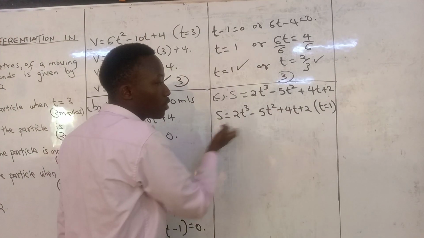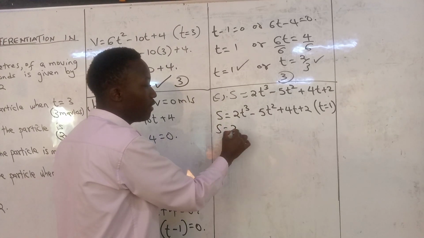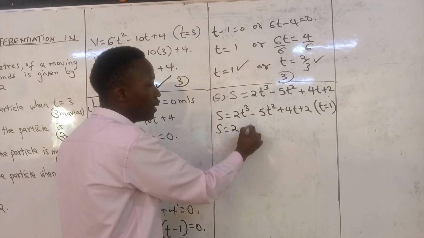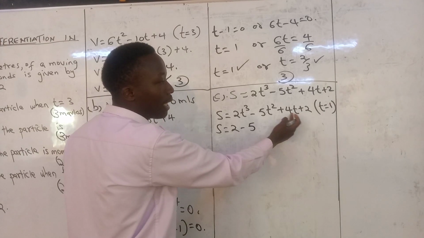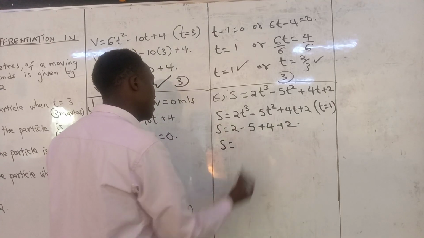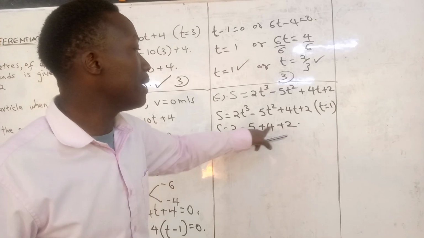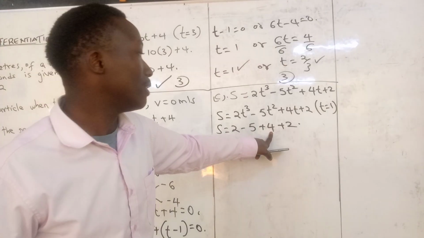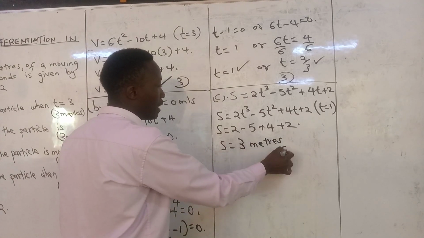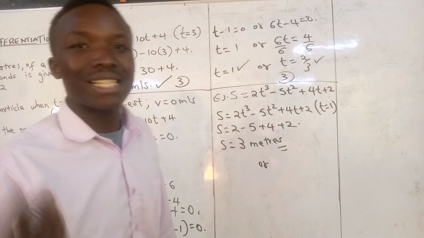When we substitute all the values of t with 1, we will get 1 cubic is 1. 1 times 2 will give us a 2. Minus 1 squared is 1. 1 times 5 will give us a 5. 1 times 4 will give us a 4 plus 2. So our first displacement will be equal to 2 minus 5 is equal to negative 3. Negative 3 plus 4 is equal to 1. 1 plus 2 is equal to 3. So our first displacement will be equal to 3 meters.